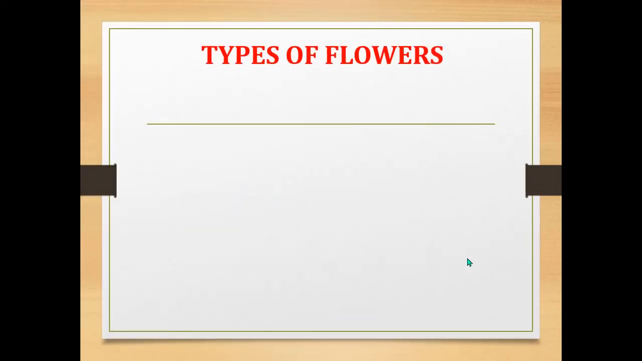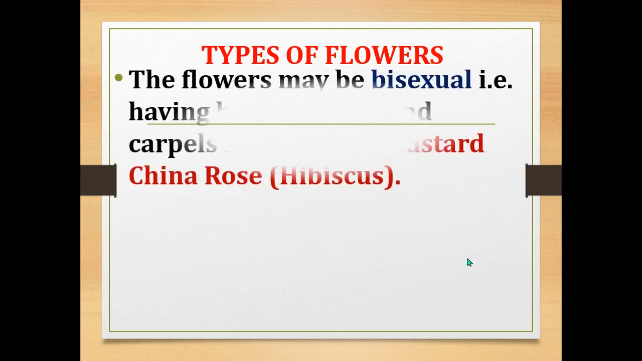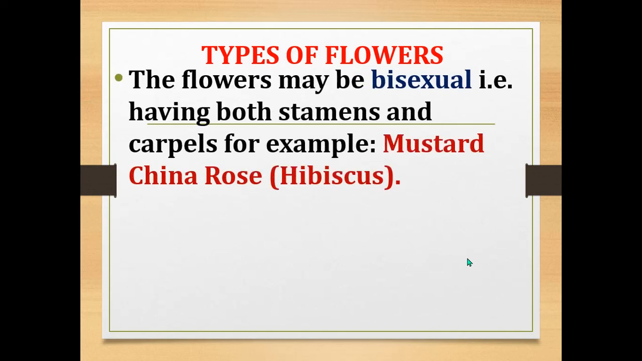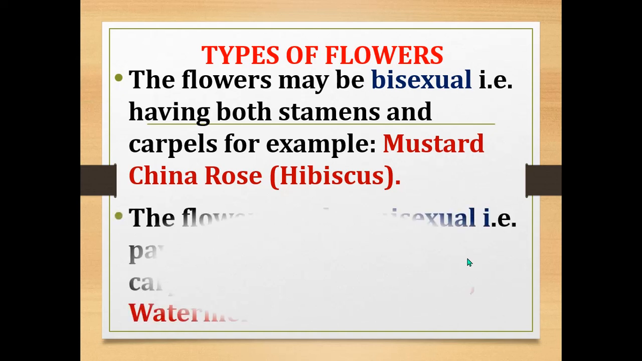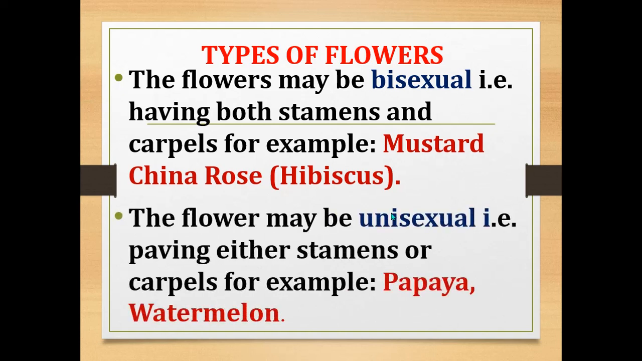Now, types of flowers. There are two types of flowers. They are bisexual flowers and unisexual flowers. Bisexual flowers means the flowers may be bisexual, that is, they will have a male reproductive part and a female reproductive part. That is, they will have both stamens and carpels.